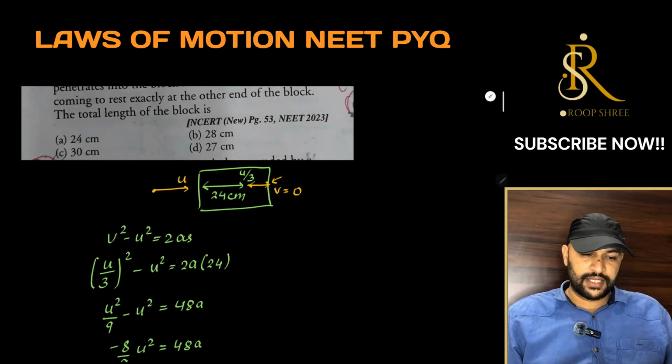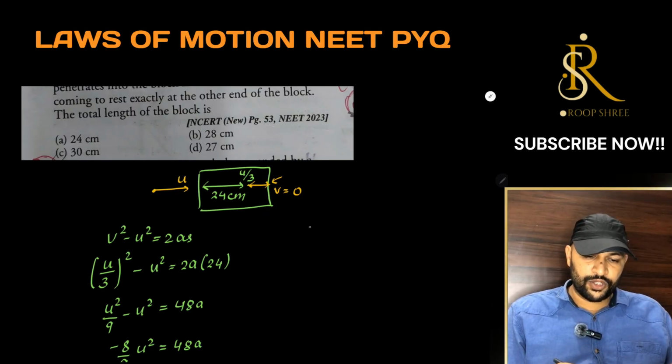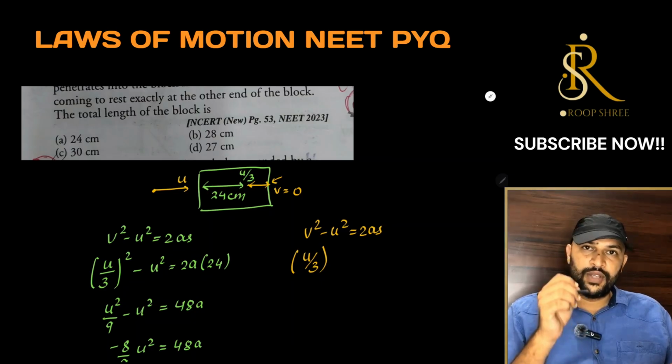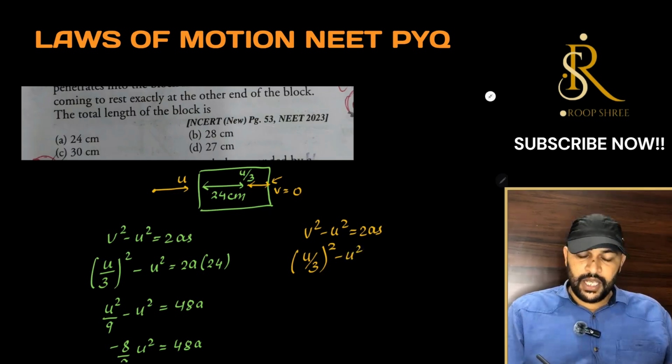Now if this is the constant acceleration with which the bullet is heading in the forward direction, let's focus on this part of the journey. At the end of the first part we have u by 3, so that will be the initial velocity, right? Here again I am using the same equation, v square minus u square equals 2as. Here the initial velocity will be u by 3, because the final velocity at the end of 24 centimeter will be the initial velocity for the next part of the journey.